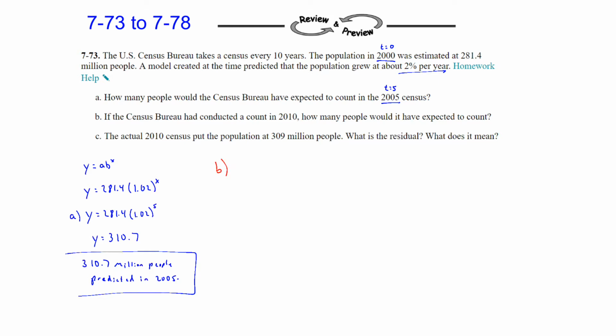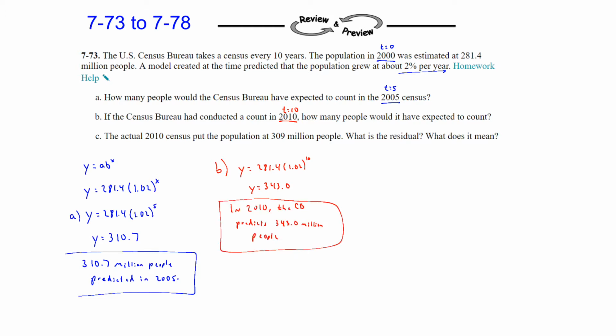On part B, if the Census Bureau had conducted a count in 2010, how many people would it have expected to count? So once again, we're still trying to answer the question: it's 2000, but in 2010, how many people is the expected count? So we're going to plug in the time in just a second. We got 281.4 times 1.02 raised to what power? Well, once again, 2010 is 10 years from the initial value of 2000. So we would plug 10 in. Let's calculate that. And we get a value of 343.0 is what that would round to. So that means there's 343.0 million people is what is expected in the year 2010. And once again, make sure you answer the question using words, not just writing y equals.